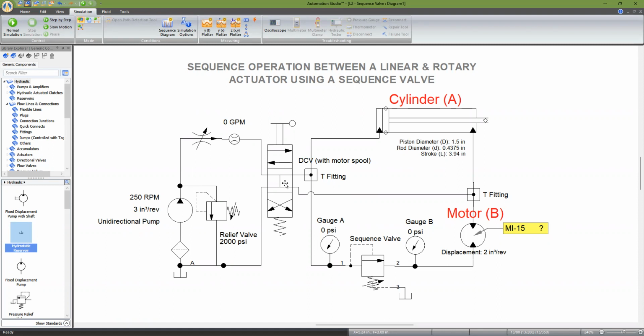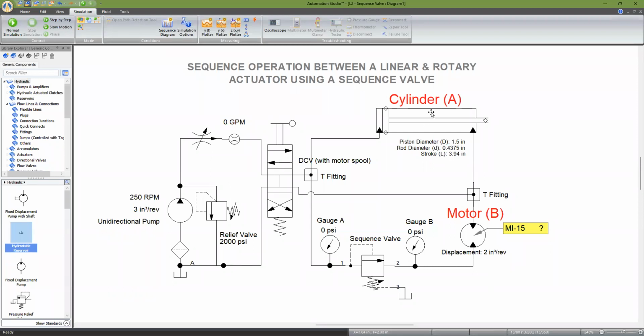Using a DCV, which has an open center condition, which is also called a motor spool, I have connected one linear cylinder and one hydraulic motor. So that's our rotary actuator. Because of this, I have chosen to use the motor spool in the DCV.